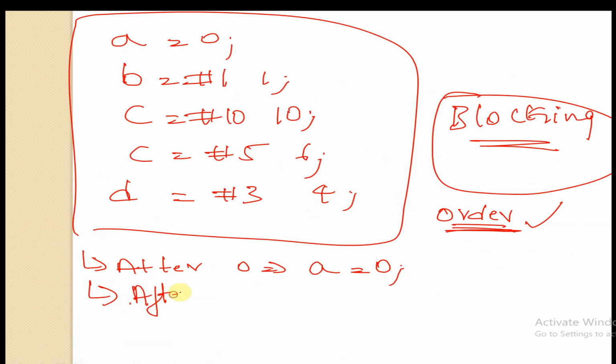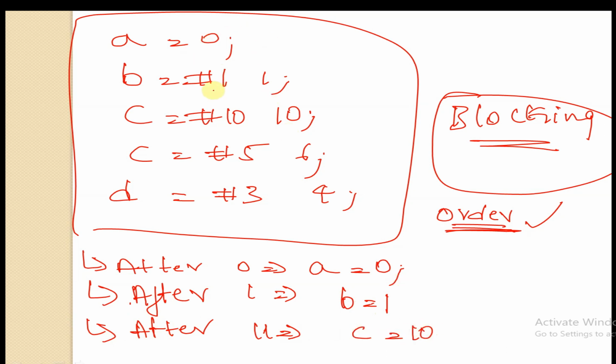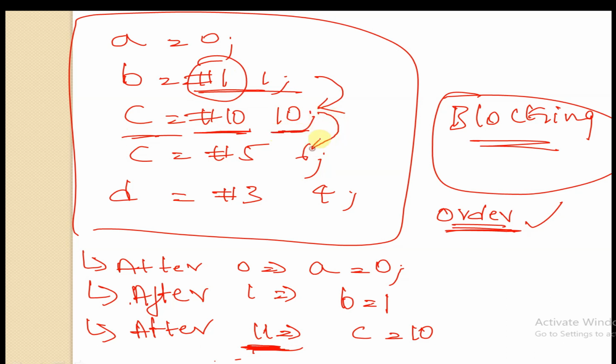So here after 1 time unit, we will get the value of b is equal to 1, and after 11 time units we will get the value of c is equal to 10. After completing the 1 time unit delay, the simulator will come to this statement, and after completing 10 time units, so here already 1 completed and plus 10, total 11 time units delay, we will get the value of c is equal to 10. And the simulator will come to the next step. Here the simulator has completed the delay of 10 plus 1, 11, and after completing plus 5, that is 16 time units delay, we will get the value of d.